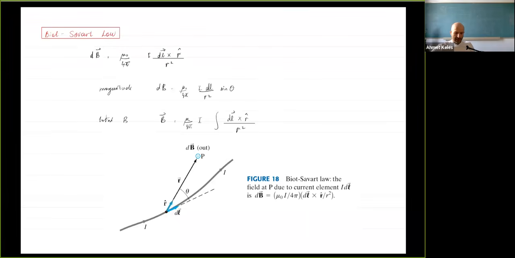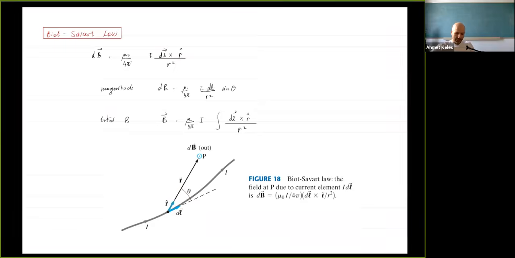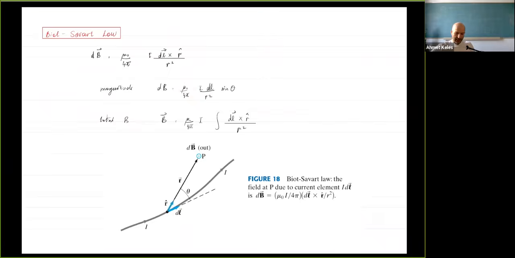So if you want to find the magnitude, this dl and the r have some angle theta. So you can take this cross product and forget about vectors. So it's going to be mu0 over 4 pi I dl over r squared times sine theta. Now I have to remember the direction, and for the direction I have to use my right hand rule. So it's going to be out of the page.